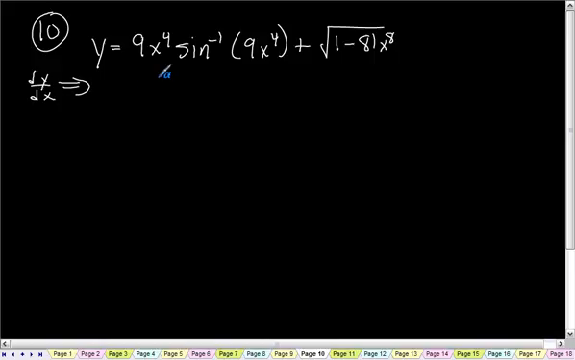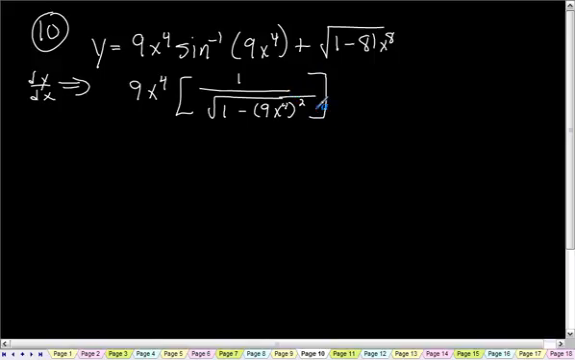So it's first times the derivative of the second. The derivative of inverse sine is 1 over square root of 1 minus whatever the x is. In this case, it's 9x to the 4th, the second part there. And then the derivative of the inside. The derivative of the inside is 36x to the 3rd.